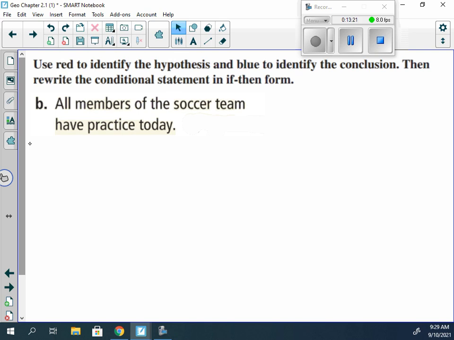Let's do one more and then we'll move on, because I feel like y'all are getting the hang of this for the most part. Questions on this? Good? Okay. All members of the soccer team have practice today. So our hypothesis is what? All members of the soccer team do what? Have practice today. Mm-hmm. Now this one here, we'll have to change the wording a bit. Because what are we saying? What is it essentially saying? All members of the soccer team have practice today. So if what?